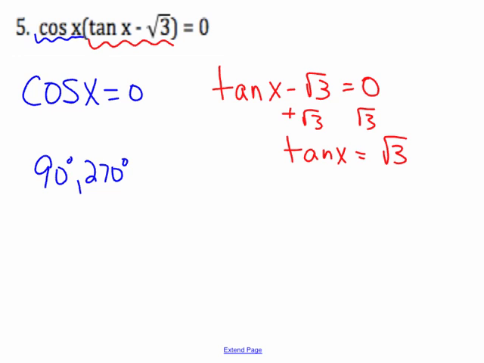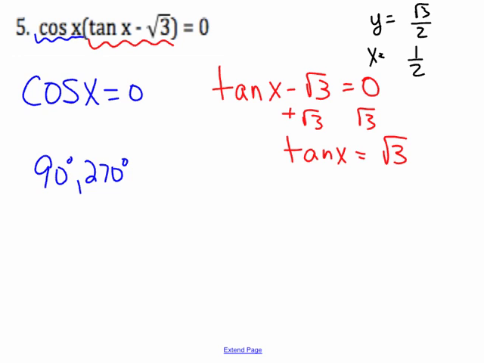Remember, tangent is y over x, so you are going to try to find any places where when I put the y over the x, it reduces to radical 3 over 1. So what you want to do is find where you have a y that is radical 3 over 2, and where your x is 1/2.